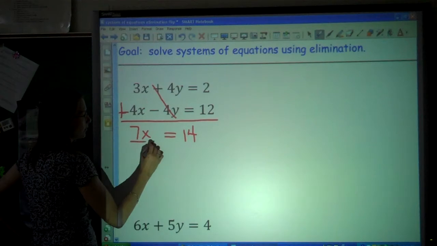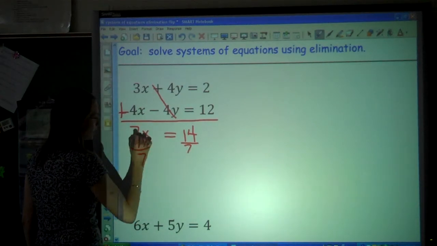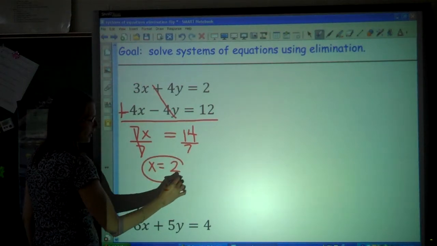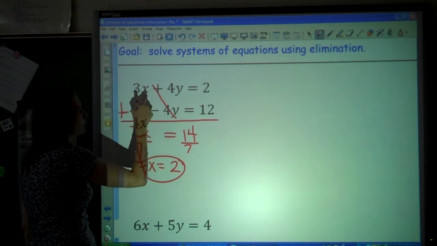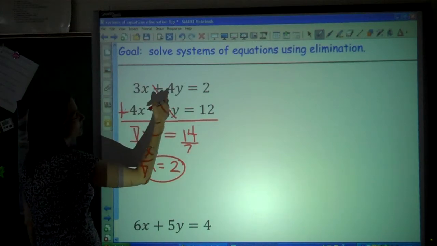And now if I divide both sides by 7 so I can find out what x is, I get x equals 2. And now I'm going to take that and substitute it back into, I can use either equation that I want to use. I'm going to use the 3x plus the 4y.